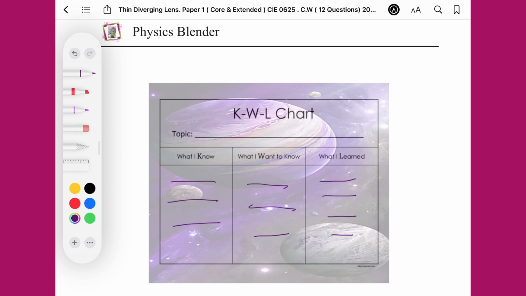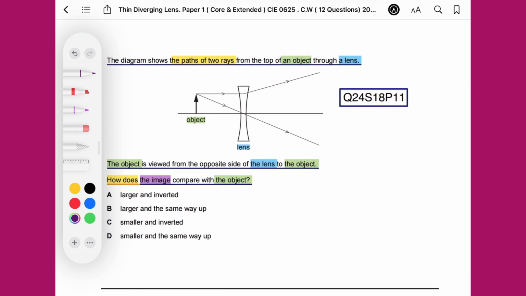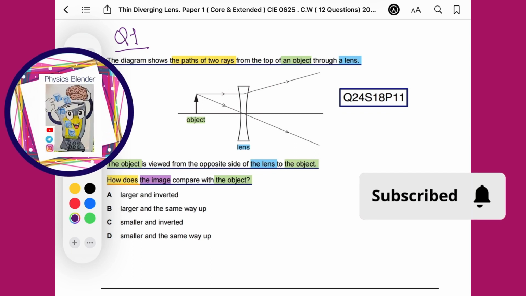This lesson is for core and extended candidates, and we have some questions. Paper 1, so we will start with question number 1. The diagram shows the path of two rays from the top of an object through a lens, and here you can see which type of lens you have. It's already shown, it's a diverging lens.